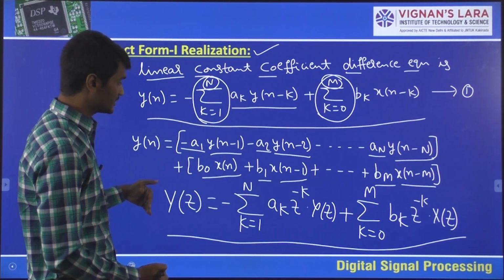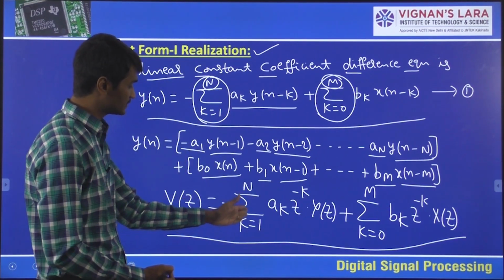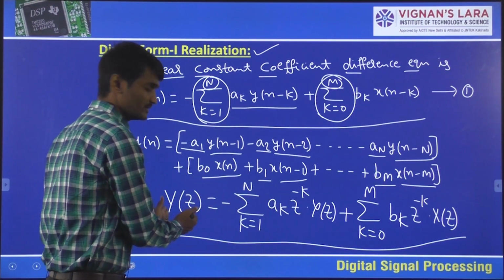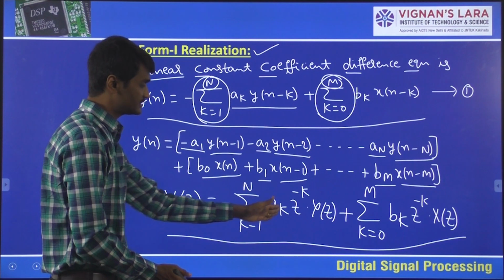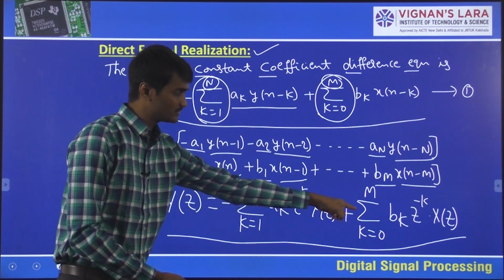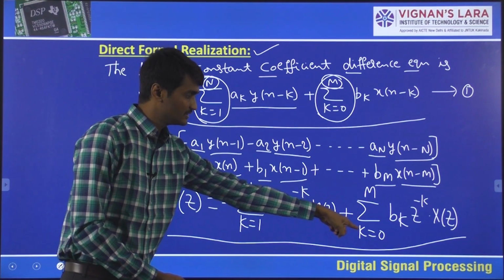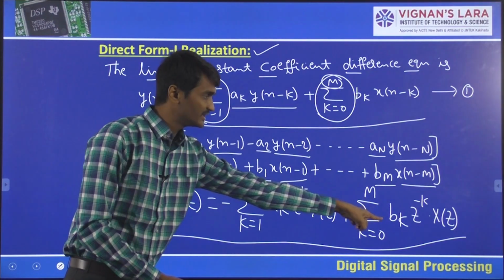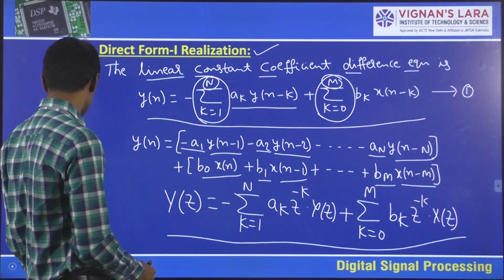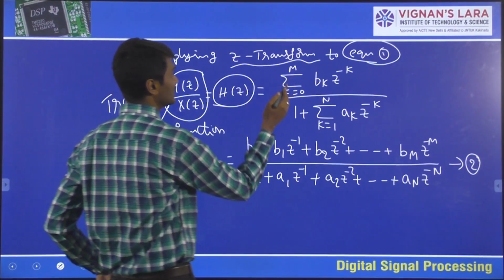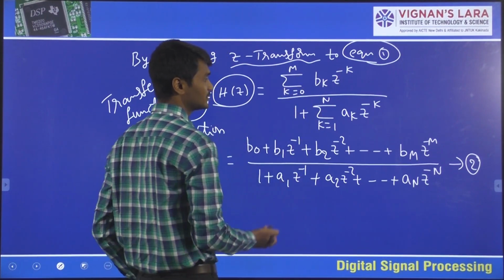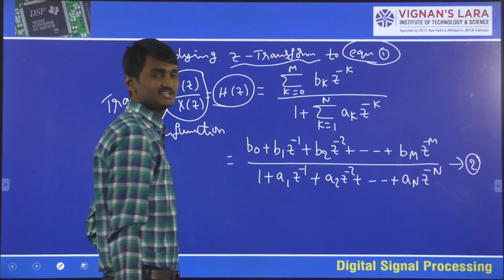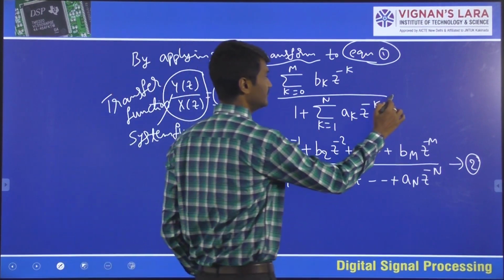So Y of z, if you take common, 1 plus sigma k equals 1 to n a k z power minus k. If you take this one this side, Y of z into 1 plus sigma k equals 1 to n a k z power minus k. Next to this one will be the summation, X of z common, k equals 0 to m b k z power minus k. So Y of z by X of z is sigma k equals 0 to m b k z power minus k by 1 plus sigma k equals 1 to n a k z power minus k. So this part will be over.